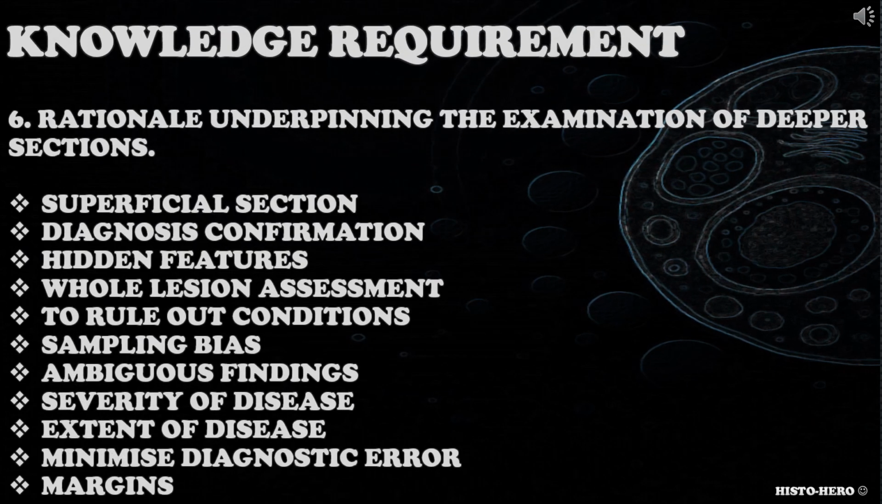The sixth knowledge requirement is for you to know rationale underpinning the examination of deeper sections. What is a deeper section and why would it be requested? Consider superficial sections that were not deep enough, deeper section to confirm diagnosis, to detect hidden features that might be deeper in the tissue, to assess the whole lesion, to rule out certain conditions, to minimize sampling bias, when the initial findings were ambiguous, to assess severity and extent of disease, to minimize diagnostic error, expose all margins and so on.